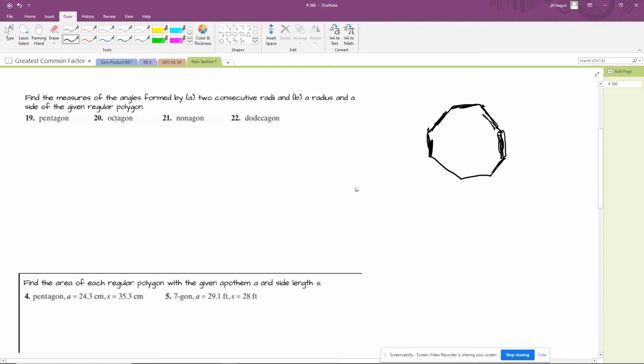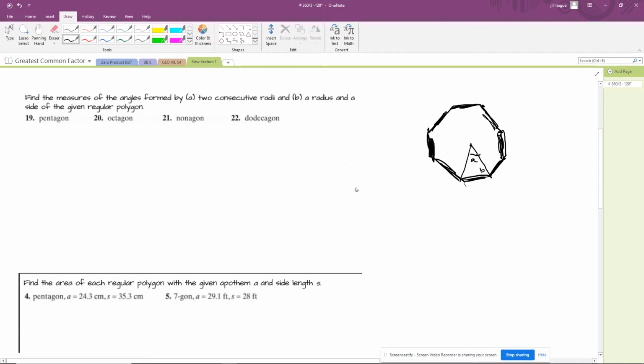That's not a great one, but that's the best you're going to get. So there's an octagon. It's got 8 sides. And they want to know what are the measures of angles formed by 2 consecutive radii. So if I have a center here, there's one radius, there's the other consecutive. They want to know what that angle is there, so we'll call that angle A. Then they want to know a radius and a side of the polygon. So here's a radius right here, and here's a side of the polygon. So there's angle B.